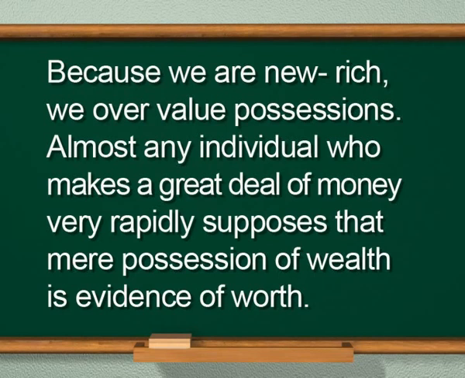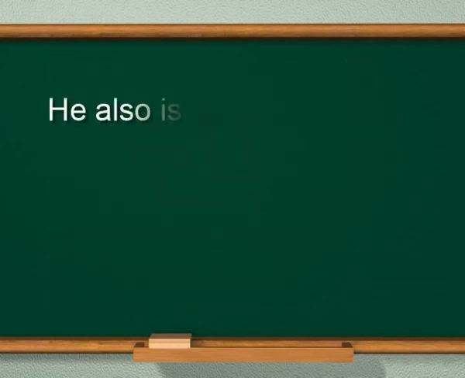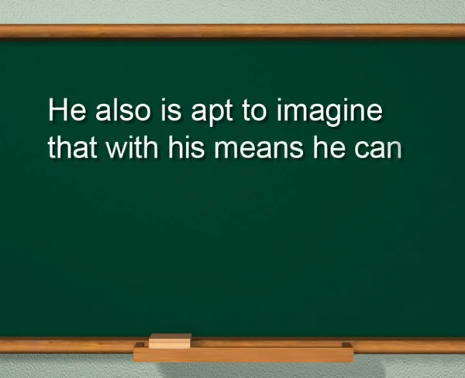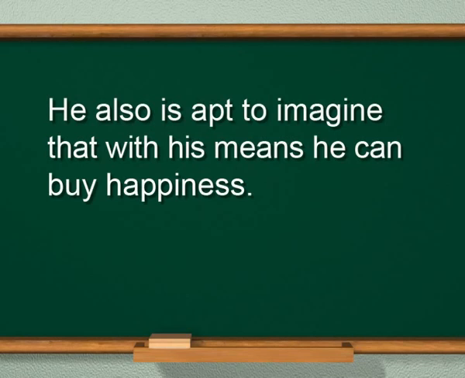Because we are new rich, we overvalue possessions. Almost any individual who makes a great deal of money very rapidly supposes that mere possession of wealth is evidence of worth. Also, he is apt to imagine that with his means he can buy happiness.